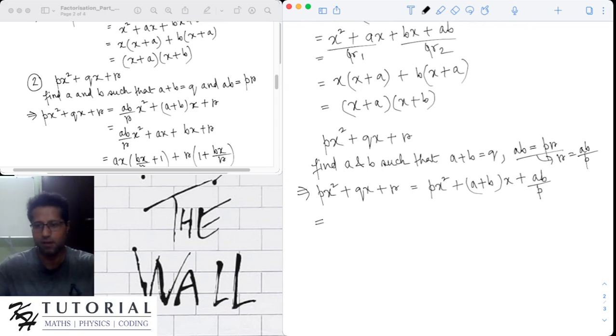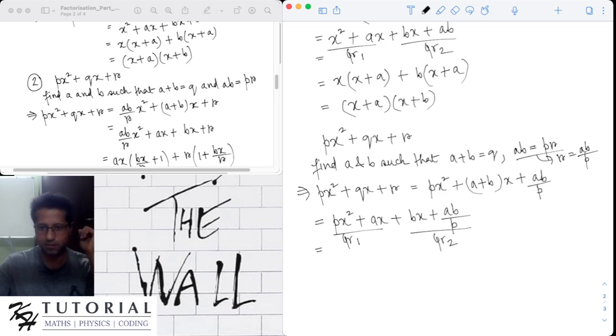How do we factorize this? If you simplify it further, we have px square plus ax plus bx plus ab by p. You can form groups from the first two terms, first group, and the second group. I'm applying the concept of factorizing a polynomial using grouping, which I have already discussed in the previous video. So group 1 is px square plus ax, and group 2 is bx plus ab by p.